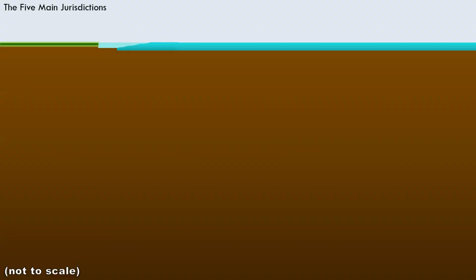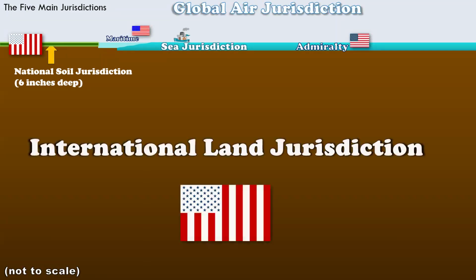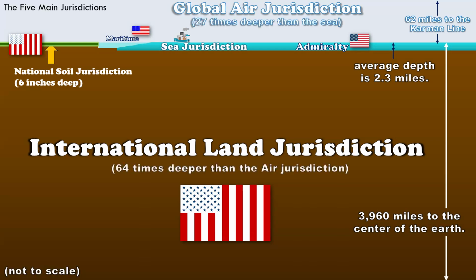And here's a different view of the 5 main jurisdictions just to give an idea of scale. First, you have the national soil jurisdiction, which is 6 inches deep. And then the maritime and admiralty, which make up the sea jurisdiction. Then the global air jurisdiction and the international land jurisdiction. To put this in perspective, the global air jurisdiction is 62 miles high to the Kármán line, and the average depth of the sea jurisdiction is 2.3 miles. And then the international land jurisdiction is 3,960 miles to the center of the earth. The global air jurisdiction is 27 times deeper than the sea, and the international land jurisdiction is 64 times deeper than the air jurisdiction.